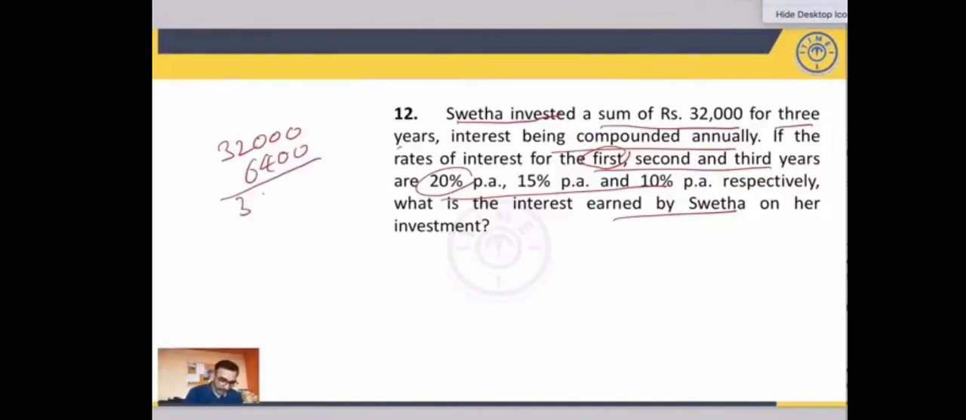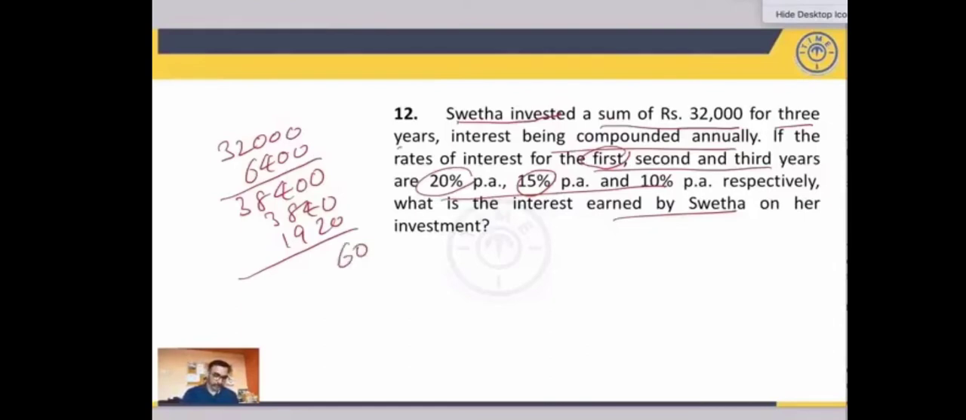So that is 38,400, the amount at the end of the first year. On this amount, she is earning an interest of 15%. 15% is nothing but 10% plus 5%. So 10% is 3,840 plus 5% is 1,920. If you add these two, 15% will be how much here?